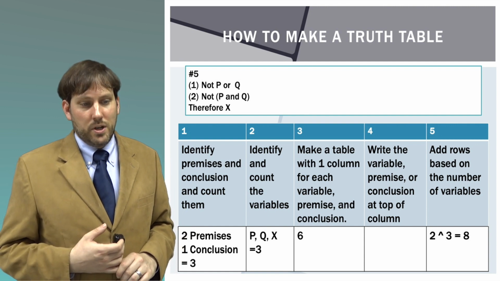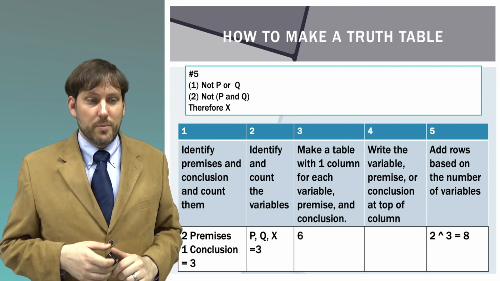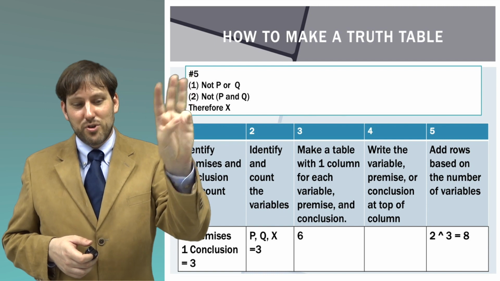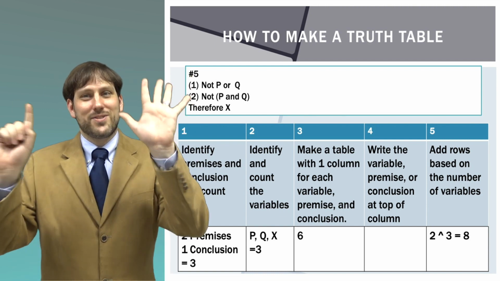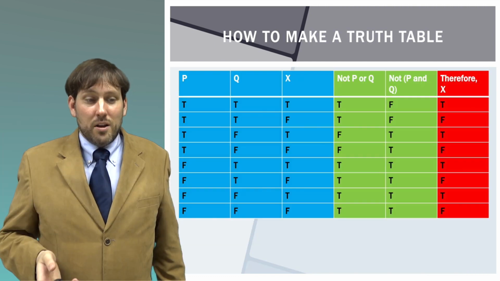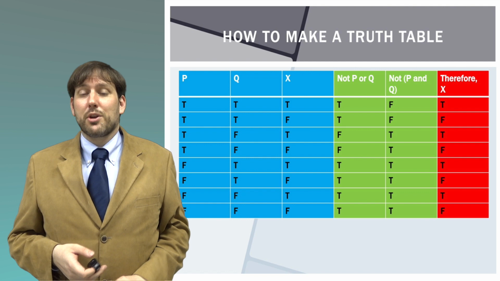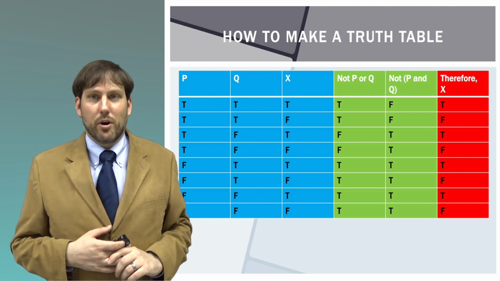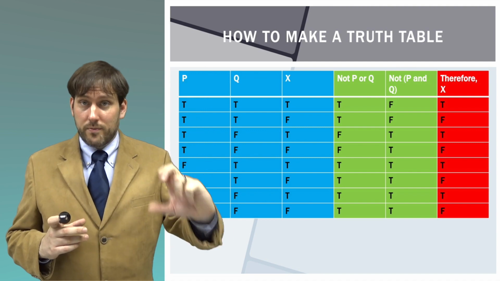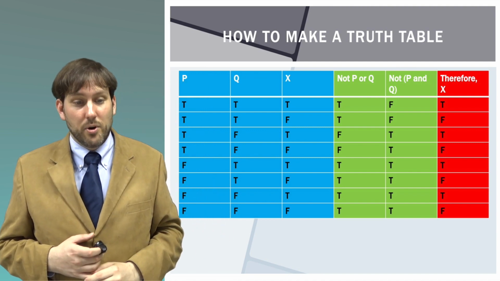Not P or Q. Not P and Q, with P and Q in parentheses in the second premise, therefore X. So we have 2 premises and a conclusion, and again 3 variables. So we need 6 columns, and then we also need 8 rows. What is this going to look like? For the left-hand side, you can just do the exact same thing. You never need to think about the variable part. All you have to do is make the leftmost variable half T, half F, and then split it down until you get to TF, TF, TF for the last variable.